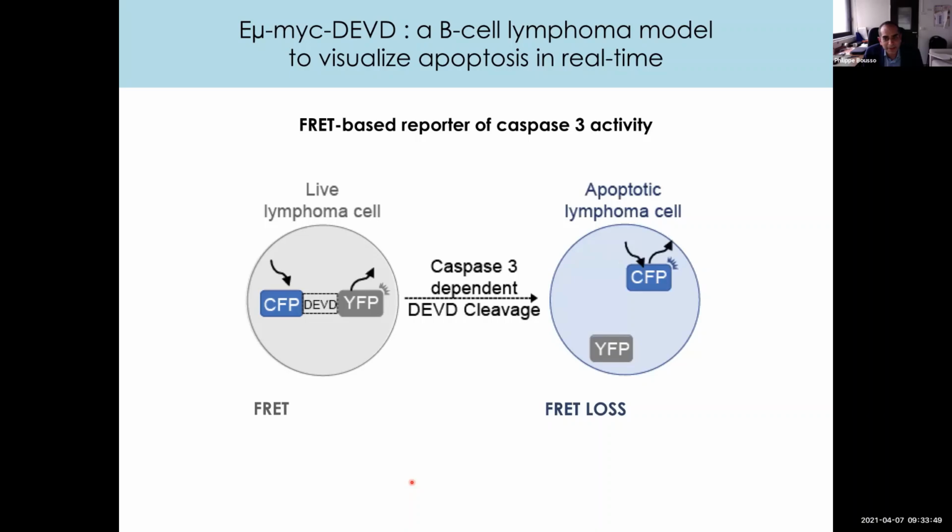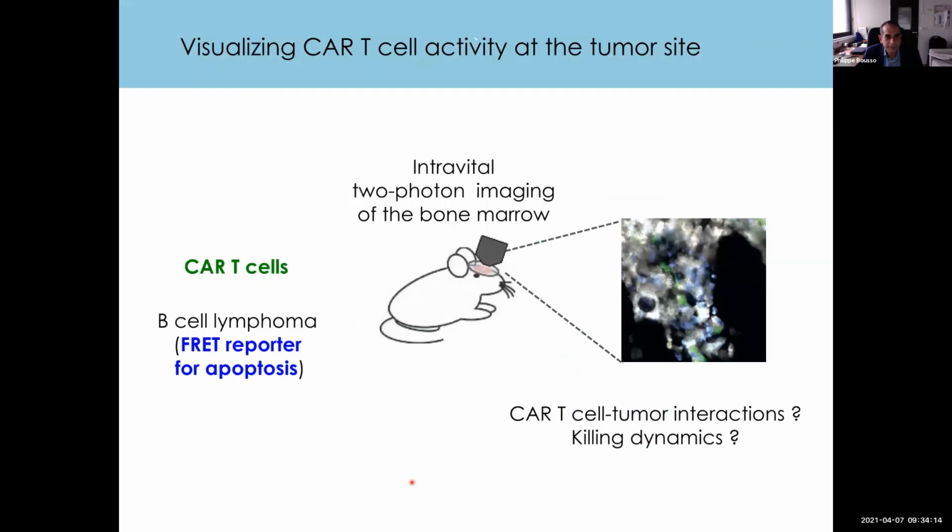So when this cell undergoes apoptosis, the molecule is cleaved, and the two fluorescent proteins are now far apart, and we lose the phenomenon of FRET. So we see a FRET loss. And that's a really important and helpful way to detect killing events in particular. And we combine all this system with intravital imaging of the bone marrow and start to analyze how CAR T cells interact with tumor and what are the exact killing dynamics of these CAR T cells.